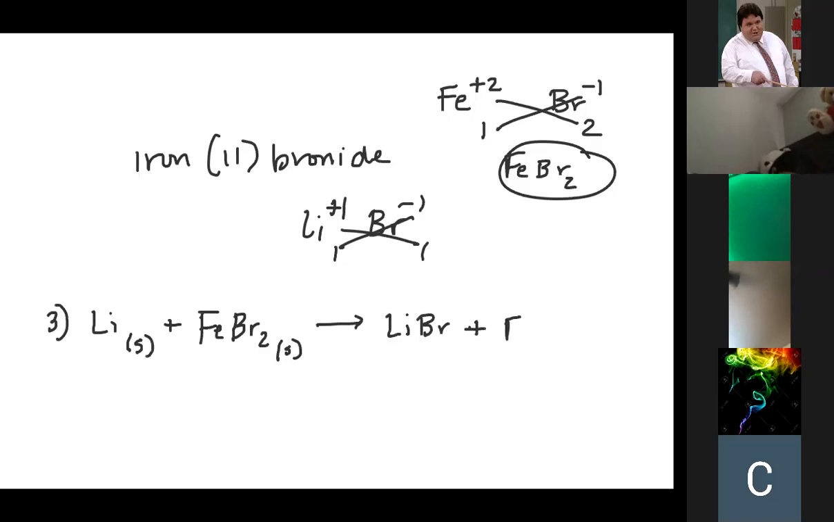So the symbol for iron is Fe. Adamari, wait, is iron diatomic? Yes or no? No. So therefore, I don't need to put a 2.